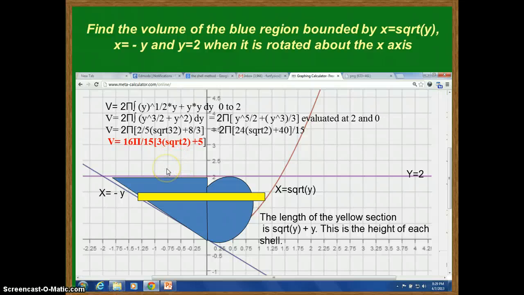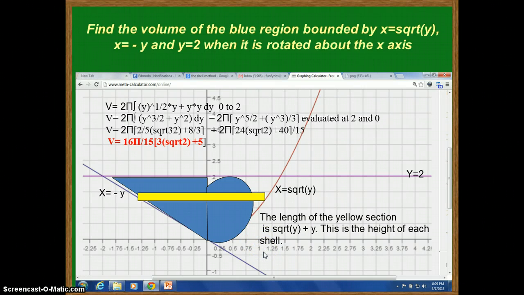Let's see if we can lay this out. We've got the line y equals 2 here. We've got a function x equals the square root of y right here, and another line x equals negative y. This blue region, I tried to shade it all up, this should be included also, is the region that we're going to revolve around the x-axis. So if we're going around the x-axis, everything needs to be in terms of y.